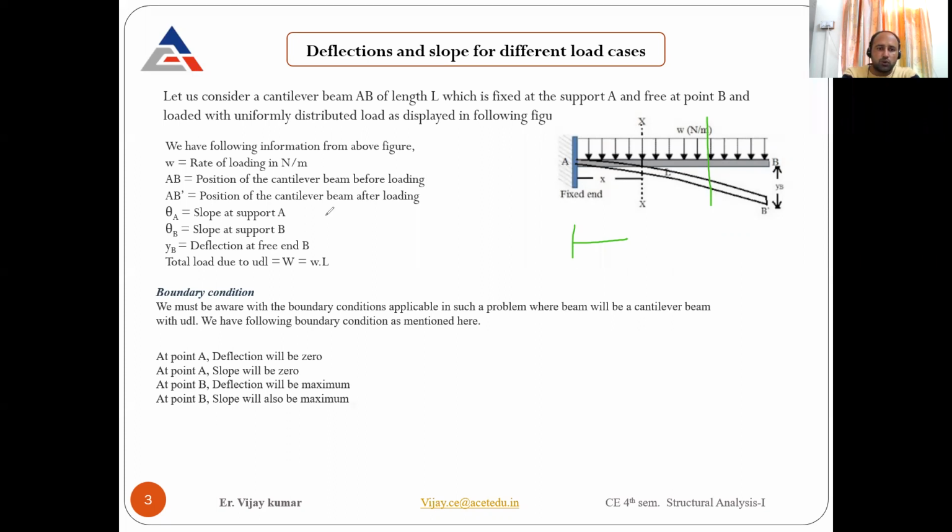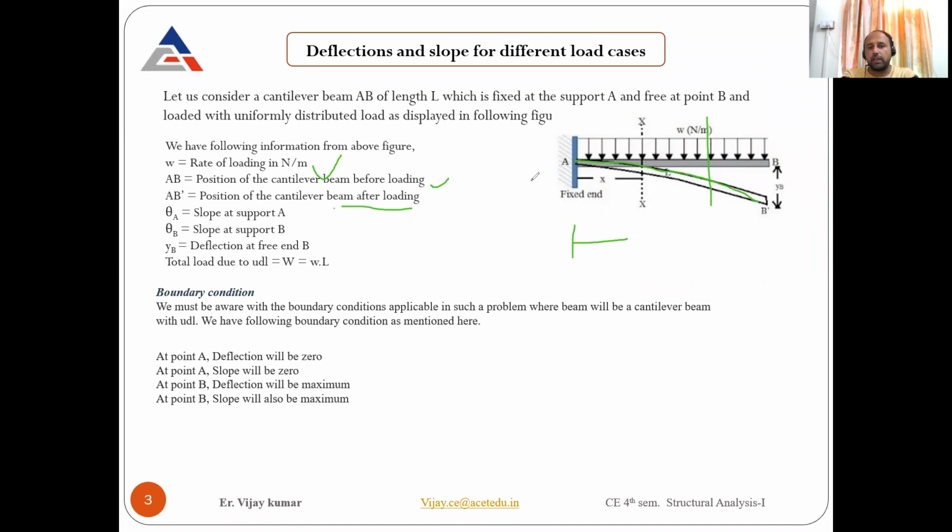Okay. So what are the things mentioned here? w, the rate of loading in Newton per meter, has been given. Yes, we can see this from the figure. AB is the position of the cantilever before the loading. Before loading, the beam will be straight as shown in the figure, A to B. A B dash is the deflected shape, the position of the cantilever beam after the loading. This is the deformed shape of the beam.